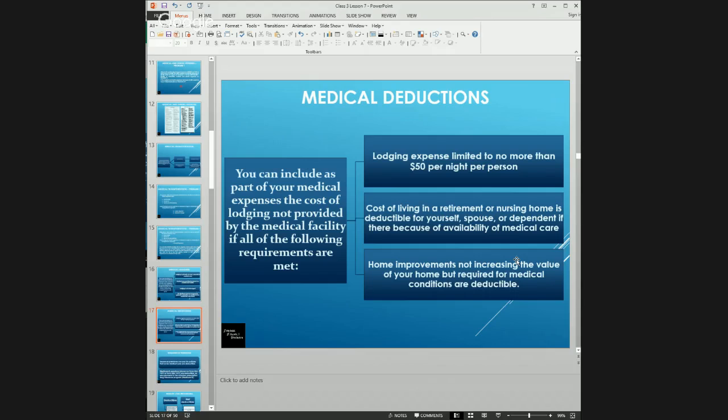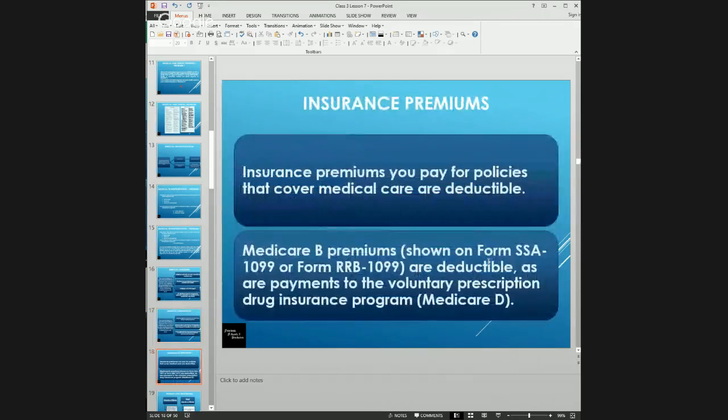In addition, any home improvements that do not increase the value of your home but are required for medical conditions are also deductible. So if you needed to upgrade a bathroom to meet the needs of a handicapped person living in your home, whether they're a spouse, yourself, or a dependent, or if you needed to do any other type of renovations, including maybe a handicap ramp or anything like that, as long as it doesn't increase the value of the home, you would be able to write that amount off as a medical deduction.